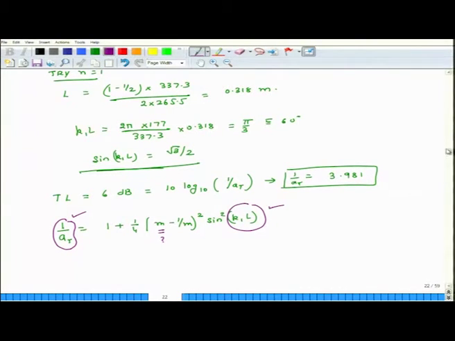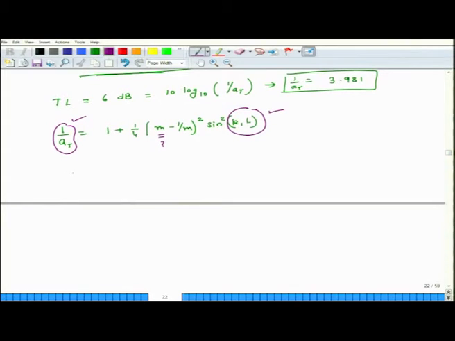So, we will write this expression. 1 over 80 is 3.981, and this equals 1 plus 1 by 4 into m minus 1 by m whole square, and sin square kL is 3 by 2 or 3 by 4. So, this gives us a quadratic equation, and the quadratic equation is m square minus 3.987 m minus 1 equals 0, and this gives us two solutions.